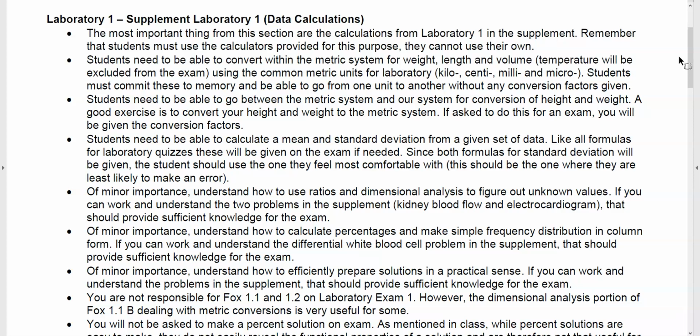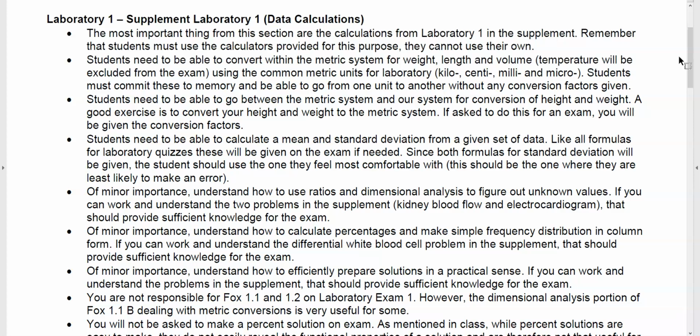So if I said, Joe is 32 centimeters tall, how many millimeters is Joe, or something like that. If Joe's only 32 centimeters tall, Joe's probably very young. But being able to convert within the metric system is very important from that.